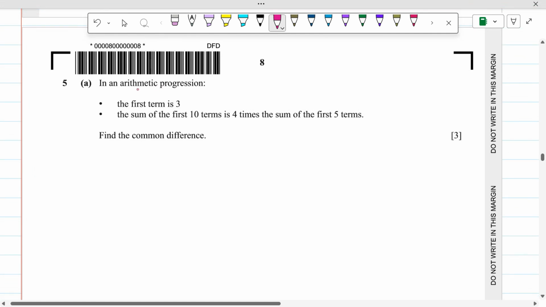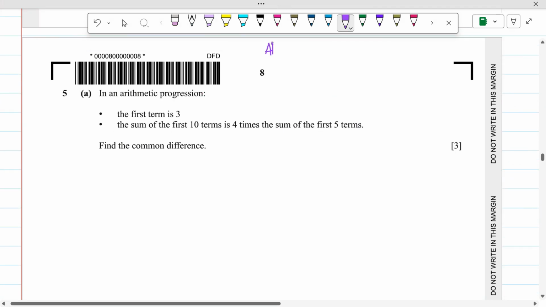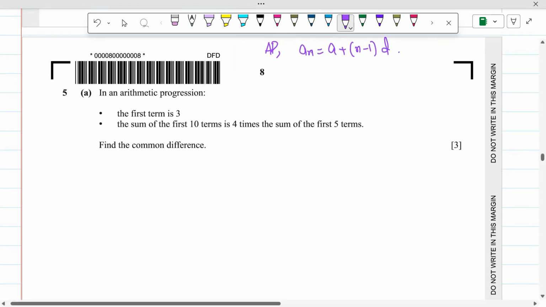Question number 5. In an arithmetic progression, the first term is 3. The sum of the first 10 terms is 4 times the sum of the first 5 terms. Find the common difference. In an arithmetic progression, the nth term is equal to a plus (n minus 1) times d. And the sum of the arithmetic progression is Sn equals n over 2, in bracket, 2a plus (n minus 1) times d.